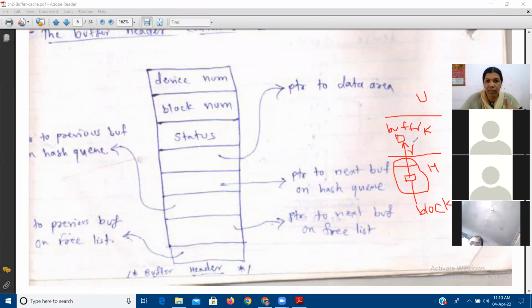Okay, now we are discussing the buffer header. So each buffer has its own header. The first field is called the device number. Listen to understand the concept of device number. Device number is also called the logical file system number.